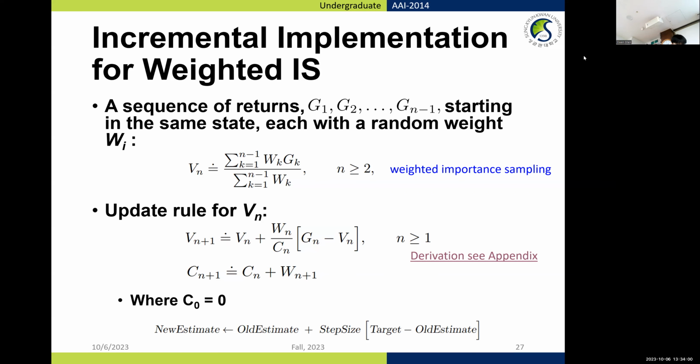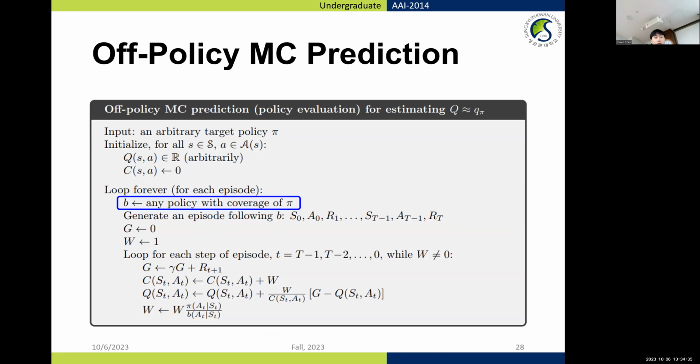Okay, let's continue our lecture. So far we have seen how we can do the incremental implementation of the weighted IS, from the definition of weighted importance sampling to this update rule. With this rule, we can design an algorithm that gradually updates the state value function, right? State value. This is the off-policy MC prediction.